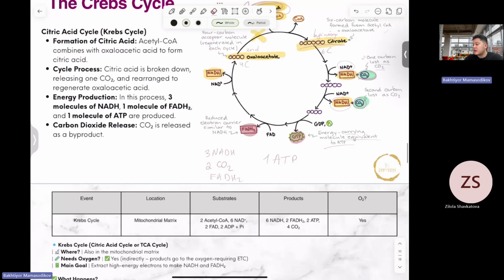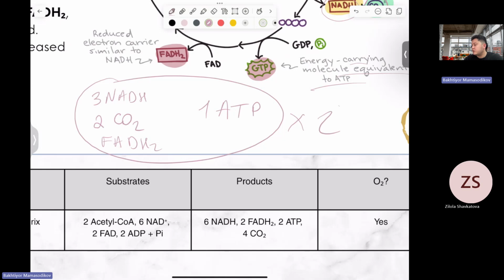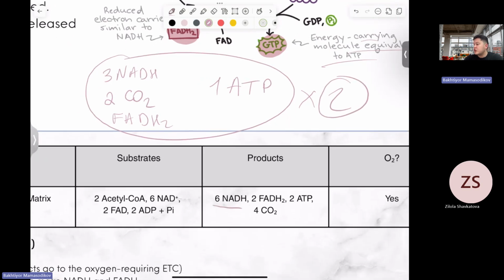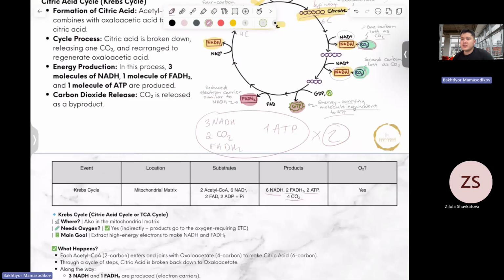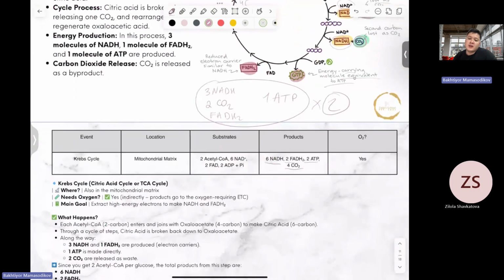If we have 2 of these cycles, what will be the products? These products will be doubled. As you can see here, they will be twice as much. So we will have 6 NADH, 2 FADH₂, 2 ATP, and 4 carbon dioxide released just from the citric acid cycle, or we call it the Krebs cycle.